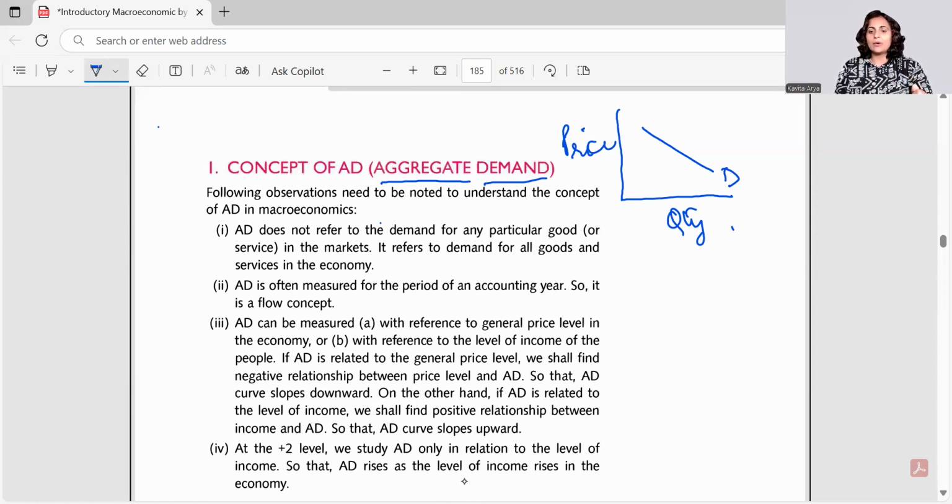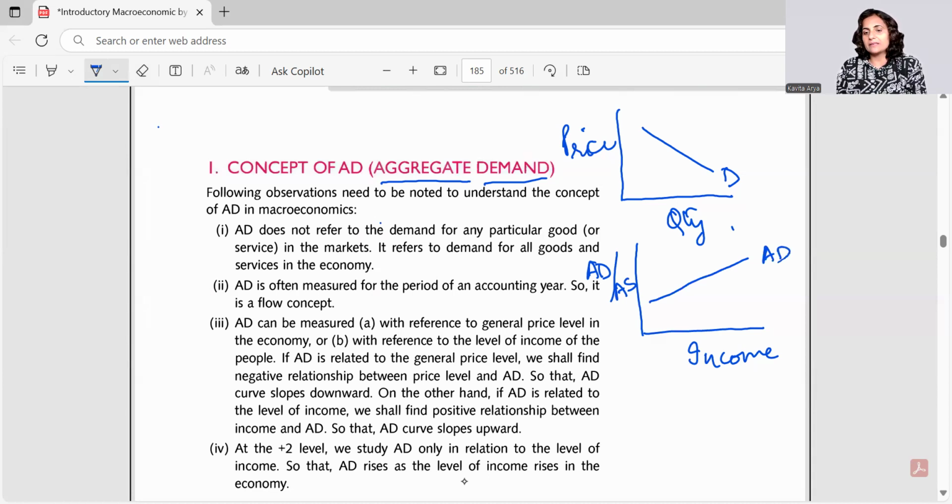Now, in this very chapter, the whole unit, chapter 7, chapter 8, and chapter 9, would have all the diagrams made wherein we would have income on the x-axis. Right. So if we are making AD or AS or any component of AD or AS on the vertical axis, we would always have AD and AS sloping upwards. Why so? Because with income rise, the demand tends to rise.